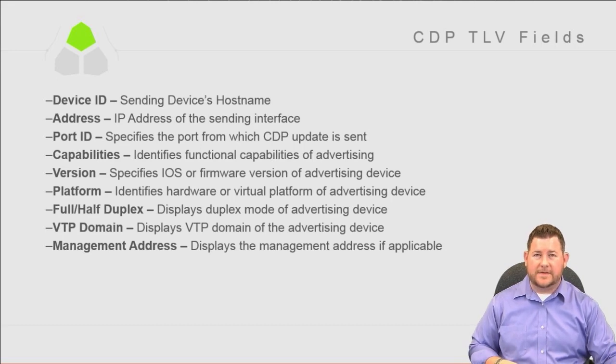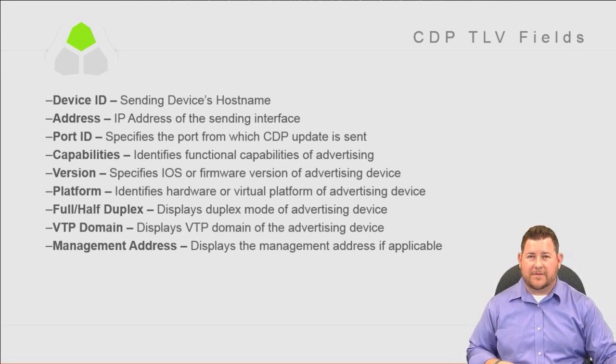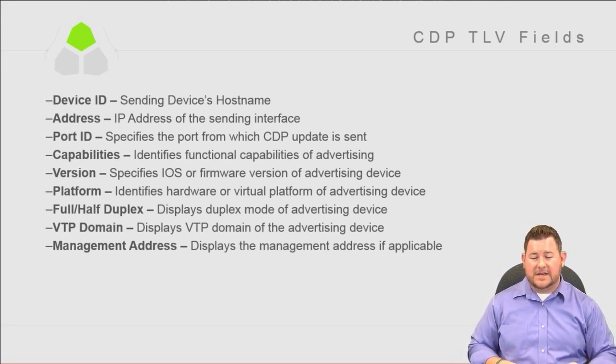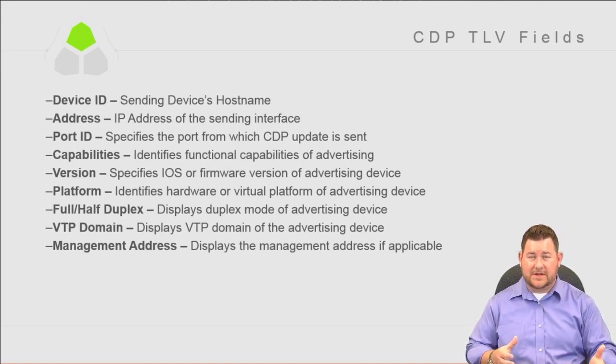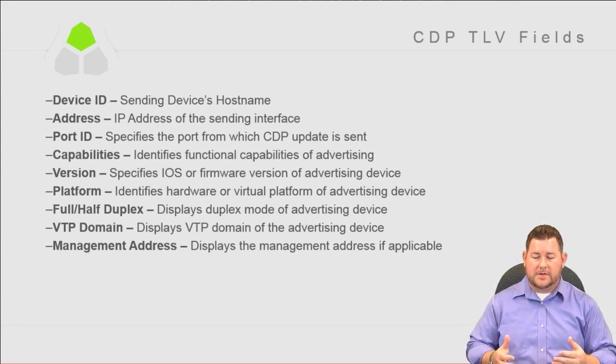So the TLV fields that we just spoke about for CDP, what are you going to be interested in trying to find out about your neighbor? You have device ID, which is the sending device's host name. So if you do a show CDP neighbor, which is the command to see CDP relationships, you're going to see this device's host name in there. Also, the address, which is the IP address of the sending interface. And you're going to have the port ID, which is the port that device is actually connected to. So it gives you a lot of information here that's really useful for you, obviously.